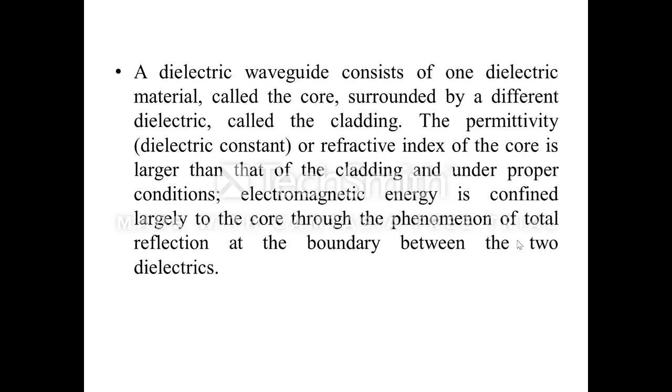A dielectric waveguide consists of one dielectric material called the core surrounded by a different dielectric called the cladding. The permittivity or refractive index of the core is larger than that of the cladding, and under proper conditions, electromagnetic energy is confined largely to the core through the phenomenon of total reflection at the boundary between the two dielectrics.